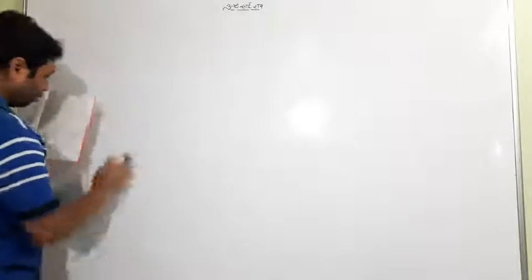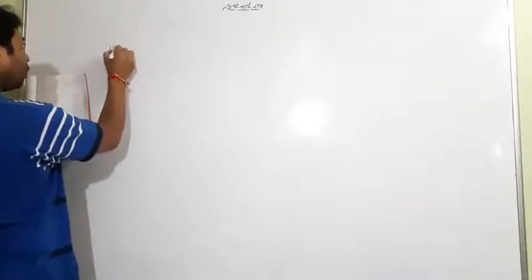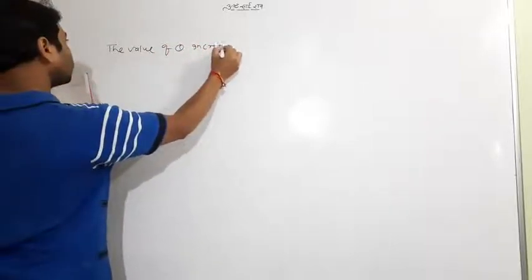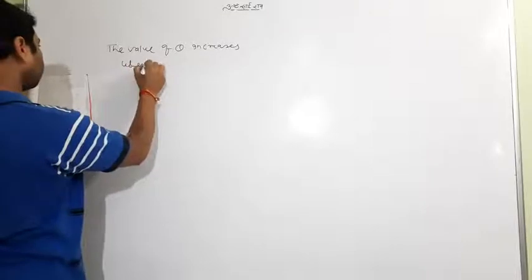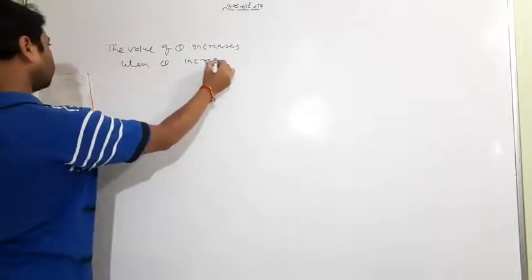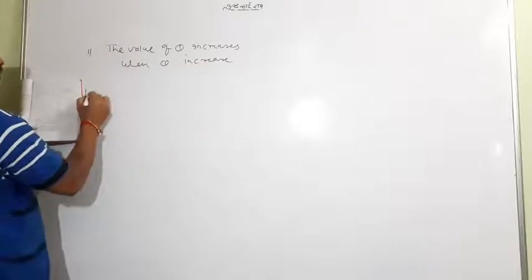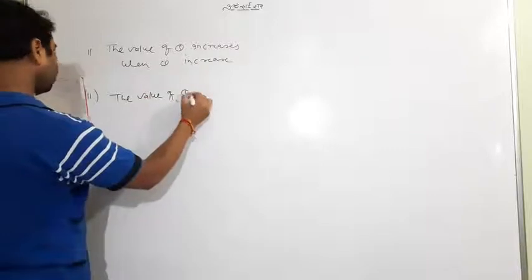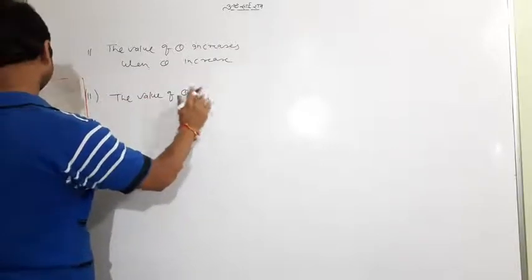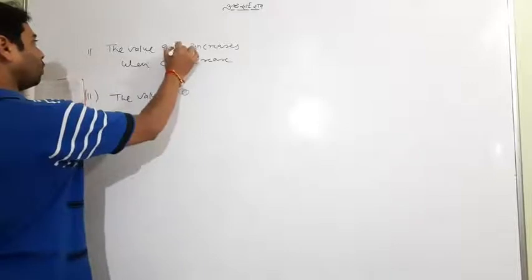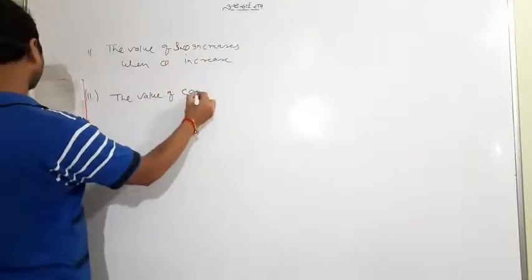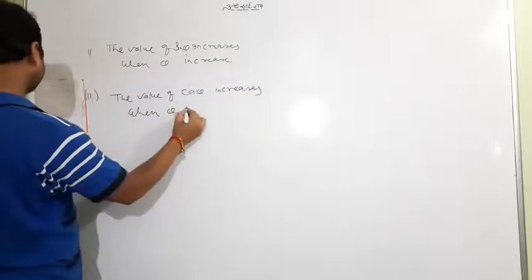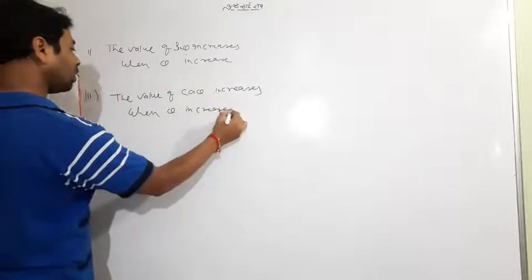Now look at the second one. The value of cos theta increases when theta increases. First question: the value of sine theta increases when theta increases. This time it is cos theta. So, what is its meaning?